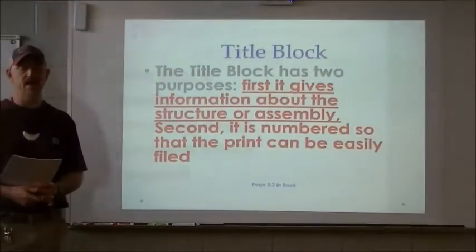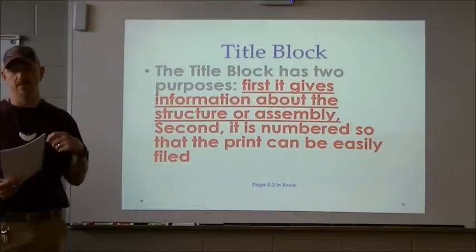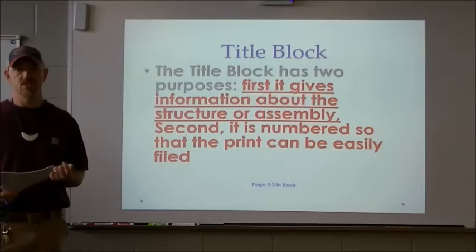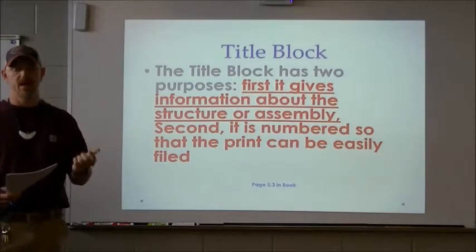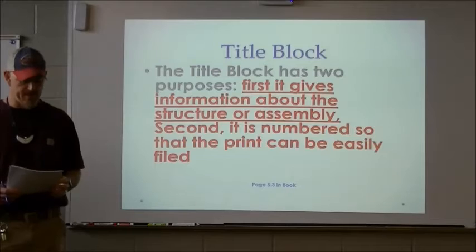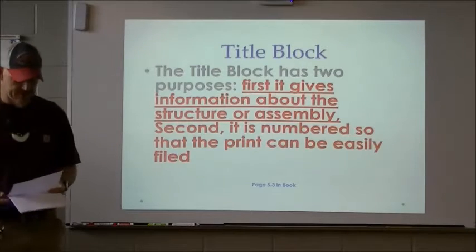Okay, the title block has essentially 2 purposes. It gives information about the structure assembly, and also its number so that the print can be filed and kept up with easily.